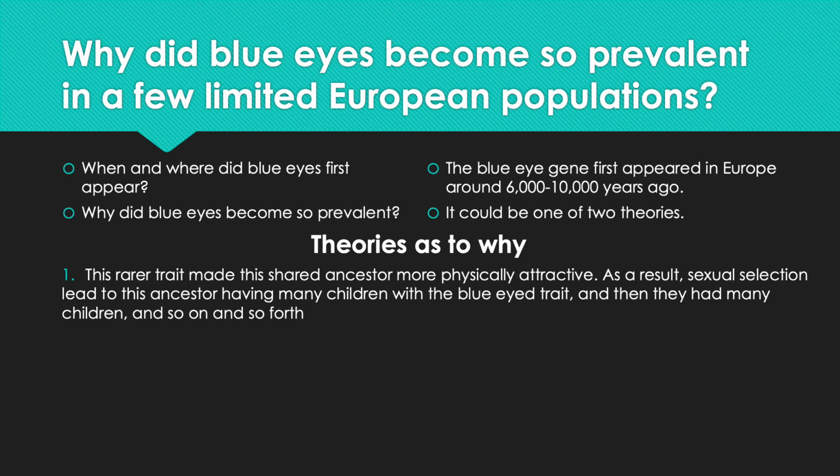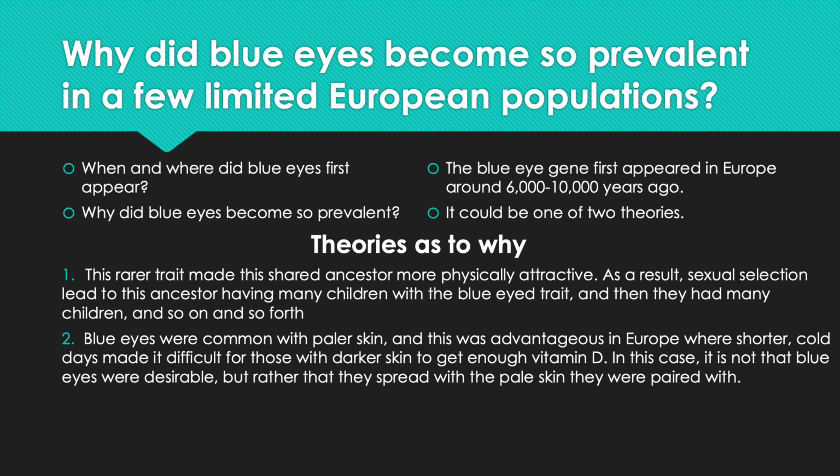Another theory, which is more rooted in science, and in my opinion, is likely the more possible answer, is that these blue eyes were not really what people were mating for. They were mating for that paler skin, because this was advantageous in Europe, where these short, cold days made it difficult for those with darker skin to get enough vitamin D. So it's not that they are mating for blue eyes. These blue eyes are not necessarily desirable. Like, it might be like, oh, he has blue eyes, but also his pale skin will let my children absorb vitamin D better than someone with darker skin. It doesn't matter about their eye color, really, in this case.